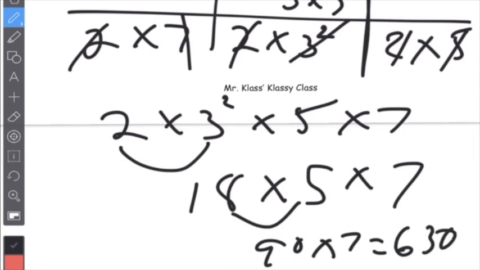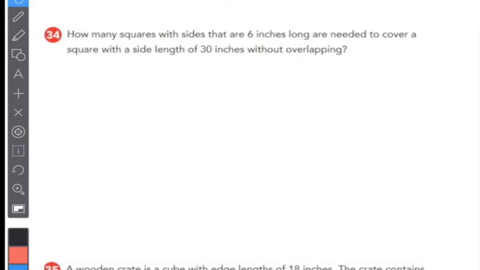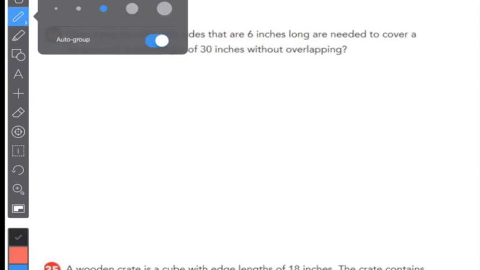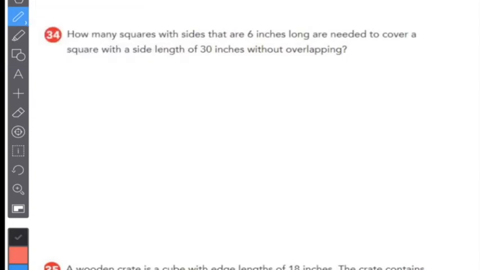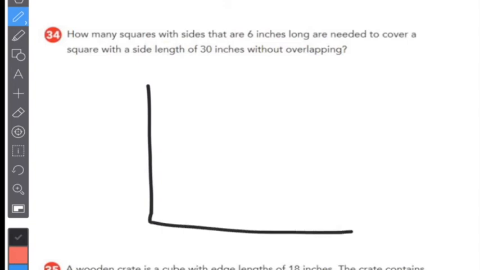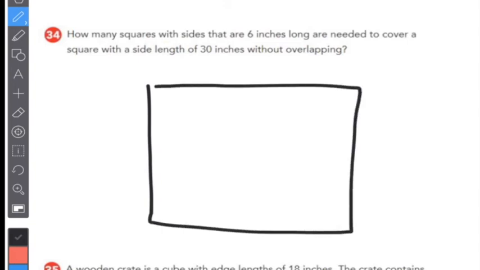All right, a couple more. 34. Okay, boys and girls, for this problem it says how many squares with sides that are 6 inches long are needed to cover a square with a side length of 30 inches without overlapping. So let me just draw a real big square first, and I'm going to have to freehand it because my square tool isn't working. So this is the real big square that we have, and that's going to be 30 inches by 30 inches. So what we need to do is figure out how many little squares can go in here that are 6 inches by 6 inches.